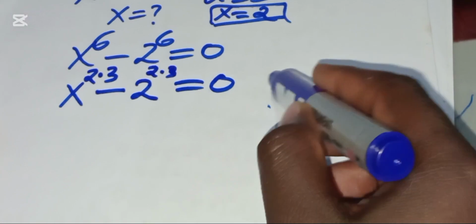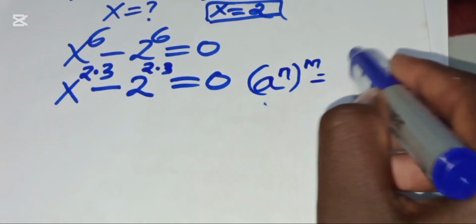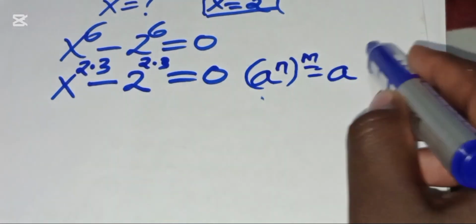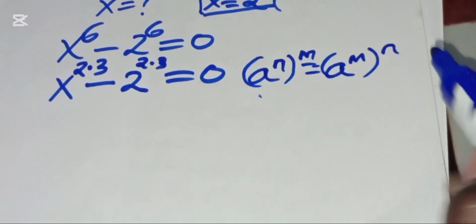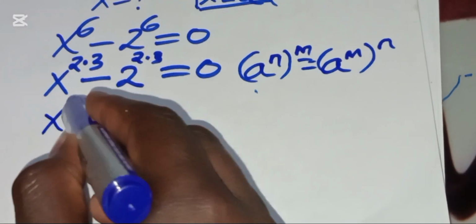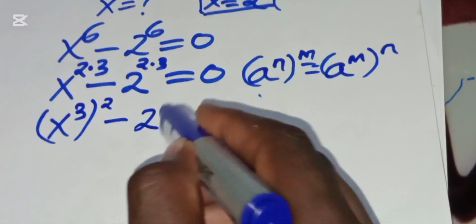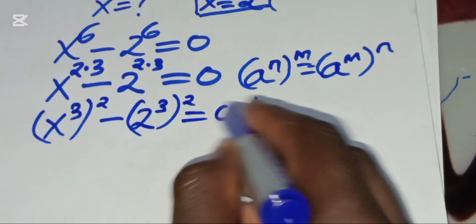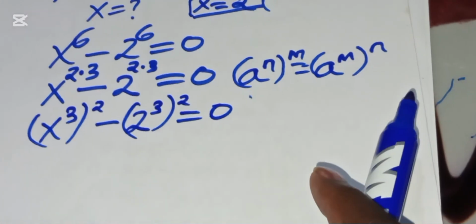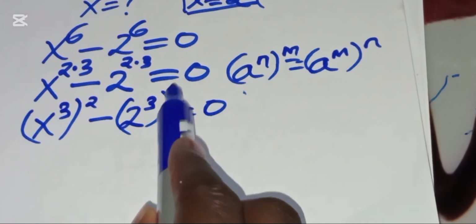Okay. Now from what we have here, applying the indices identity, a raised to power n raised to power m can be expressed as a raised to power m raised to power n. So let's apply this identity so that we have x raised to power 3 raised to power 2, subtract 2 raised to power 3 raised to power 2, equal to 0.